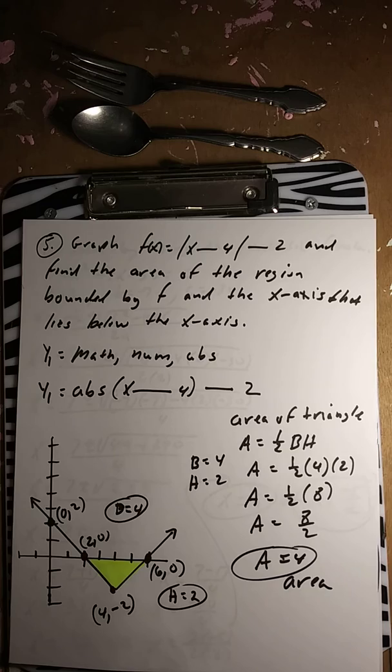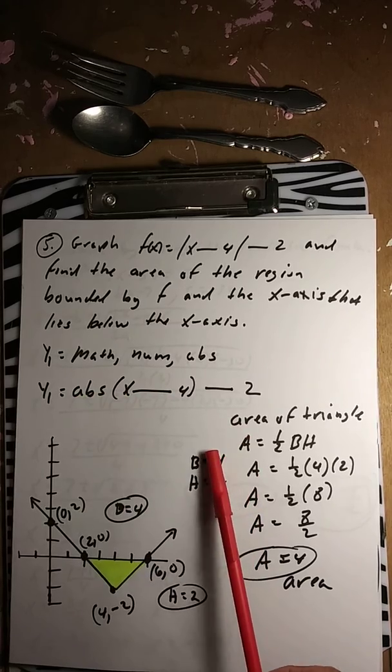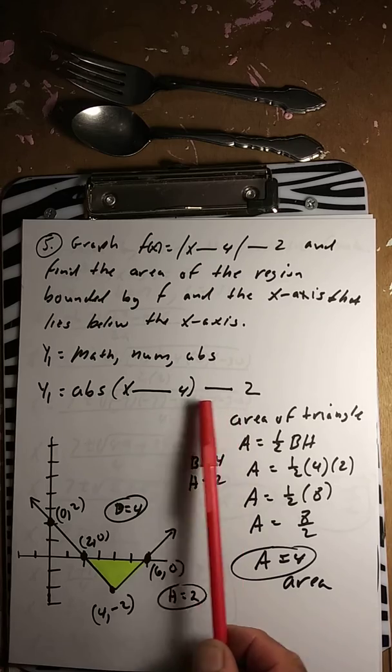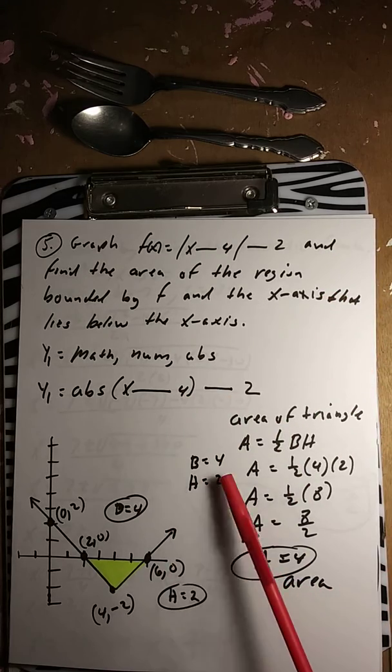Graph f of x equals absolute value of x minus 4, minus 2, and find the area of the region bounded by f and the x-axis that lies below the x-axis. So in your graphing calculator, you're going to go y1 equals math number abs. So it's going to be y1 equals abs of x minus 4, minus 2, big minus signs, or it might look like this. I don't know what you have. So now put it in the machine.